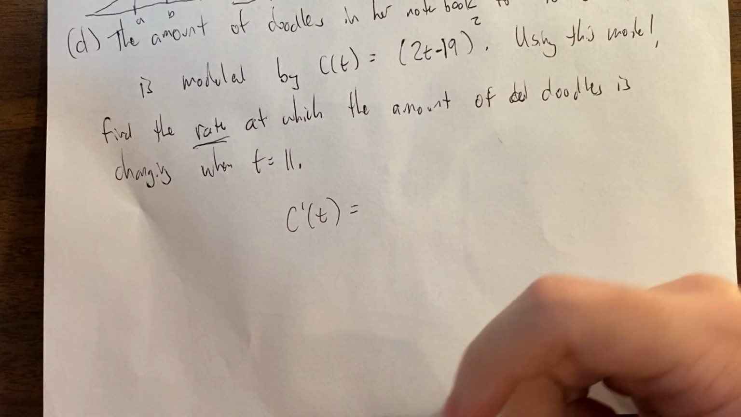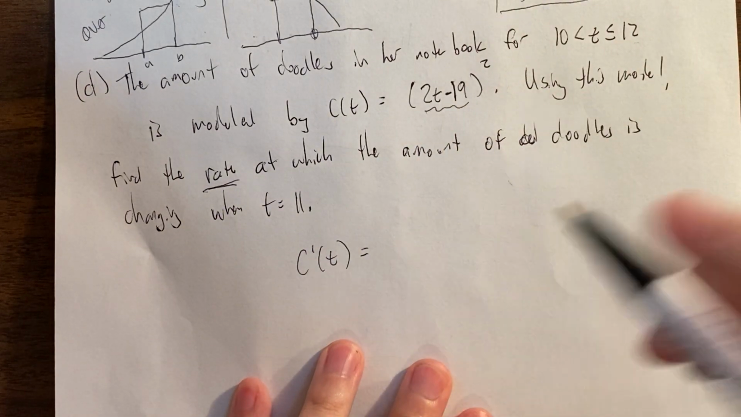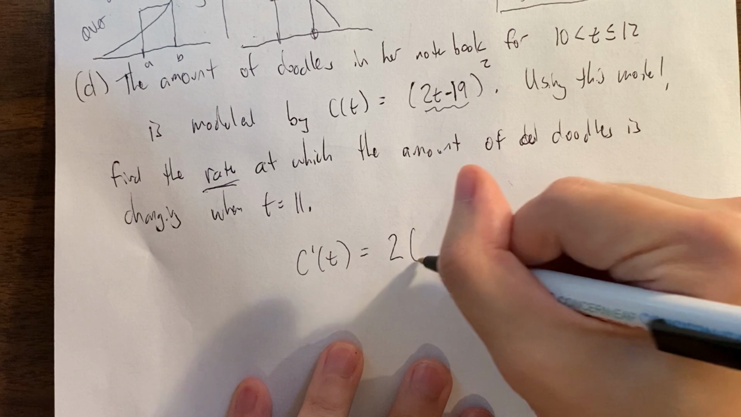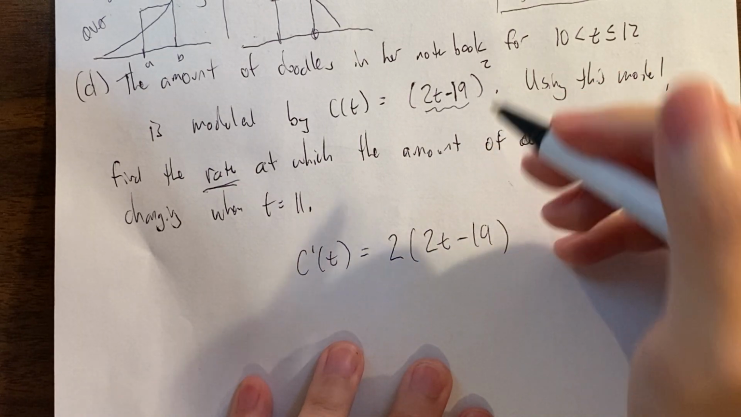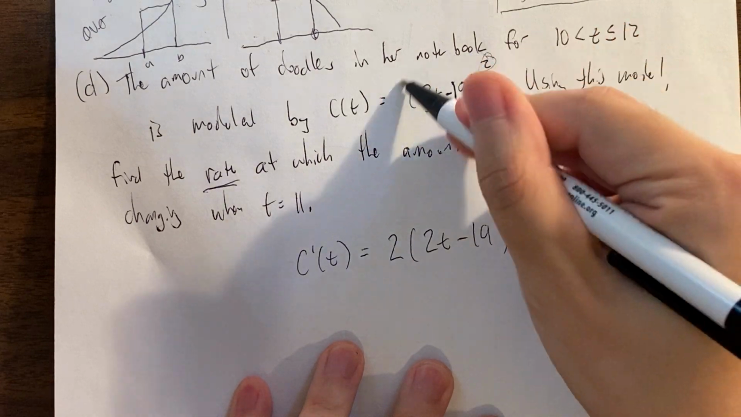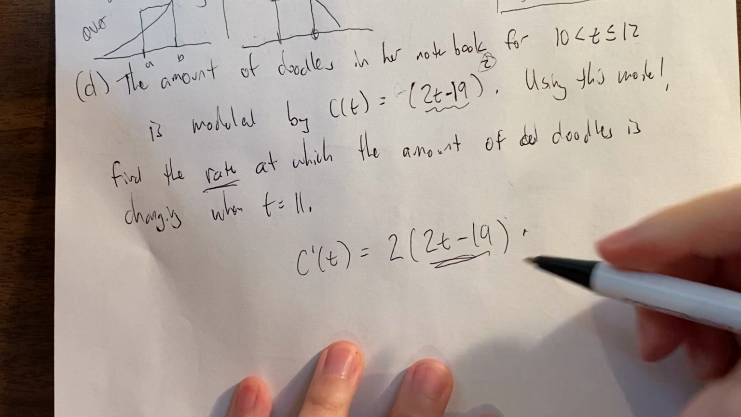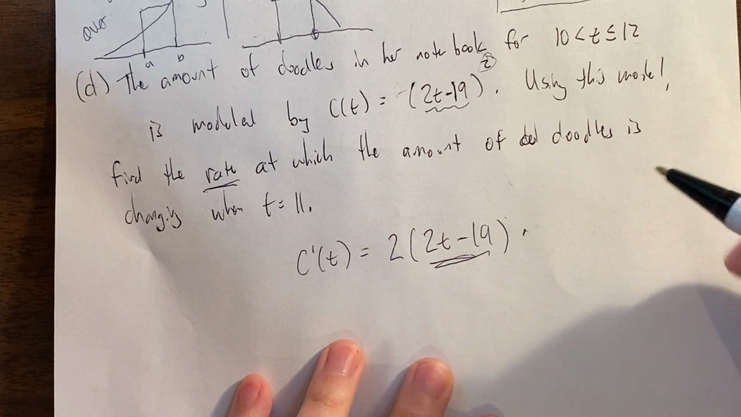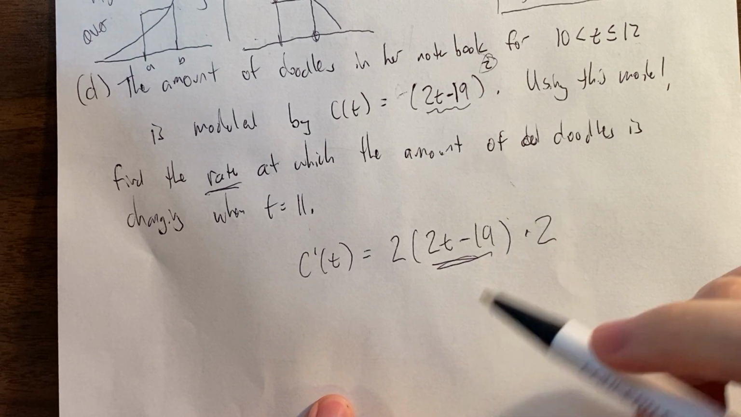And if you're taking derivatives, of course, be wary that you might use the chain rule. In this case, we will, because there's an inside function here. So it's going to be 2 times 2t minus 19. This is the power rule. We took the 2, dropped it to the front, and then we subtracted 1. And then finally, we have to multiply by the derivative of the inside function that happens to be 2. Then all we're going to do is plug in 11 and see what we get.